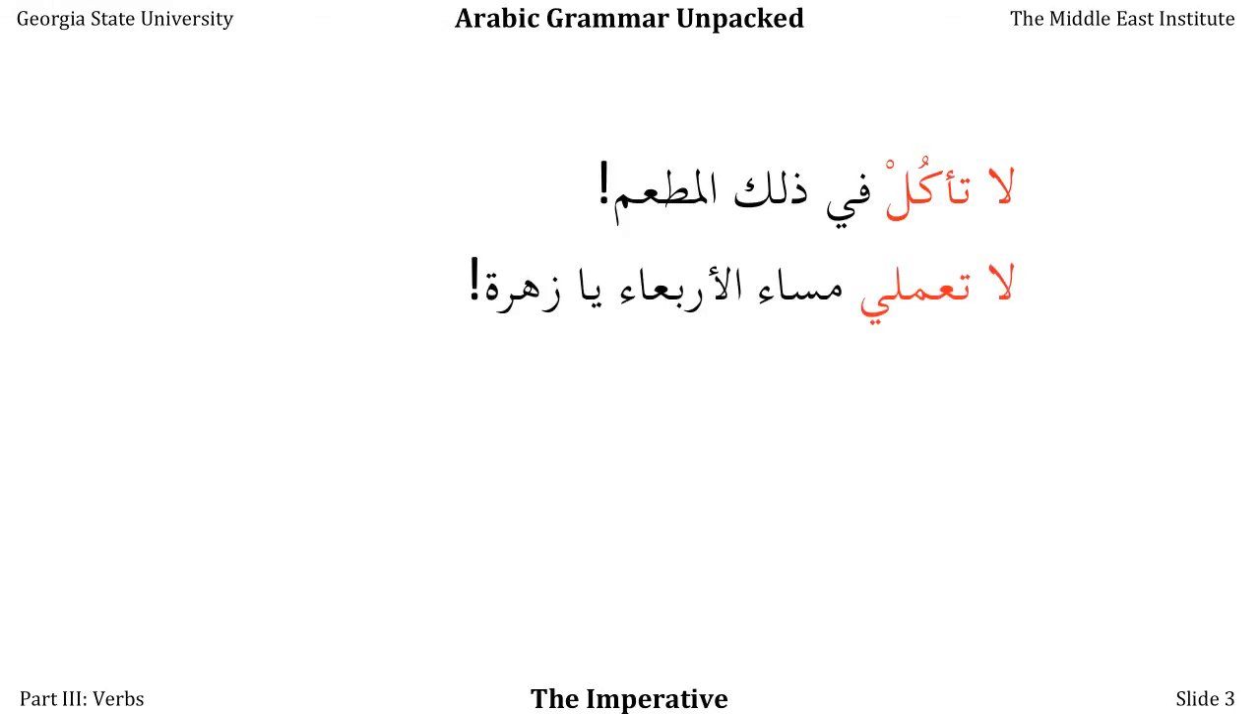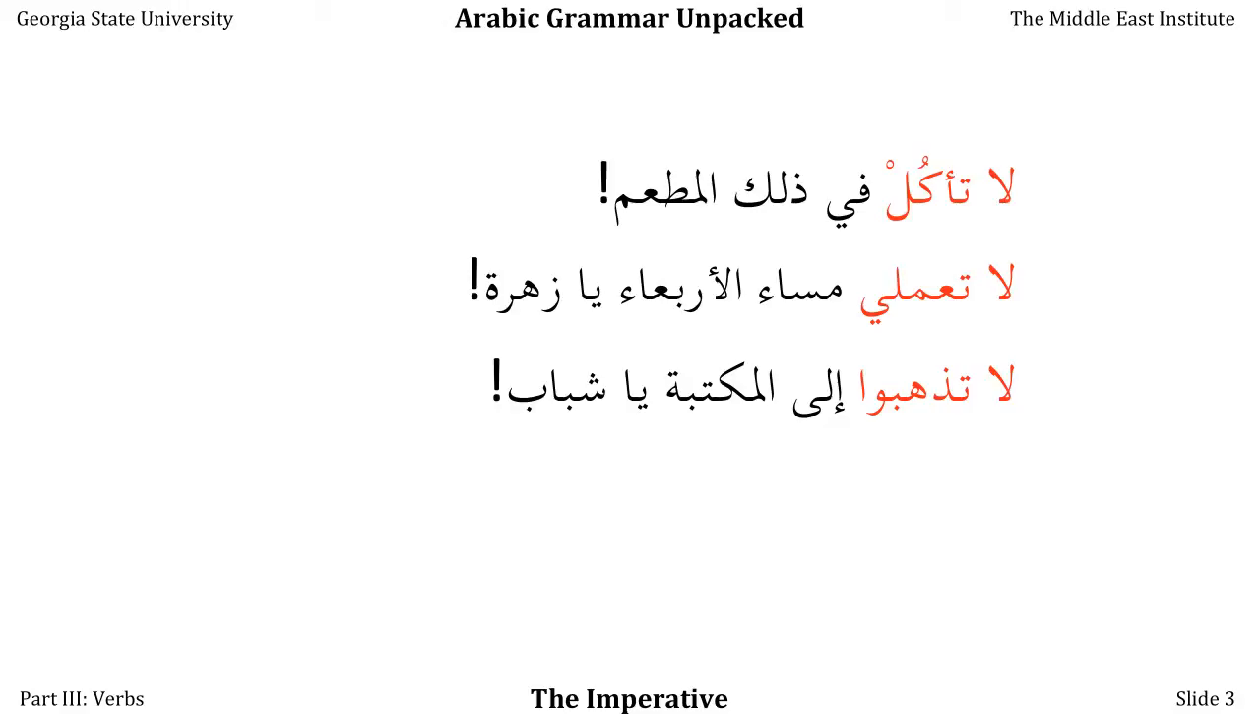We can say to a woman, La ta'mali masa al-arbi'a ya Zuhra. Hey Zuhra, don't work on Wednesday night. Here, because we're speaking to a woman, we have the E ending on the command form. Or if we're talking to a group of people, we could say, La tadhhabu ila al-maktaba ya shabab. Hey guys, don't go to the library. And here we're left with the long vowel waw and silent alif ending for a plural command.